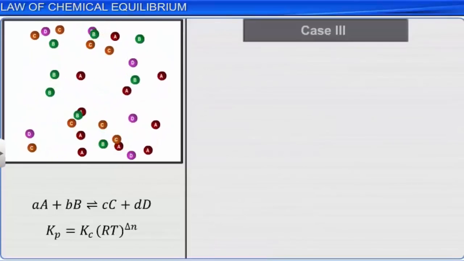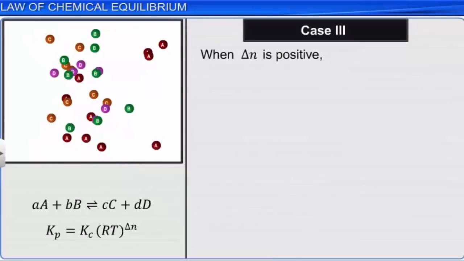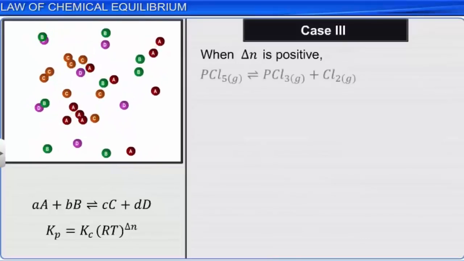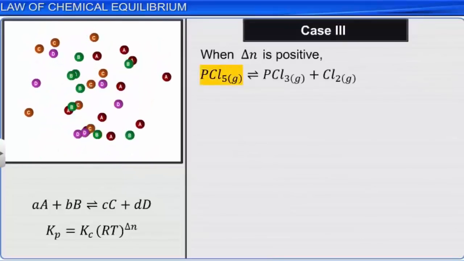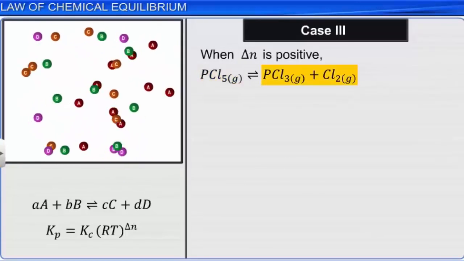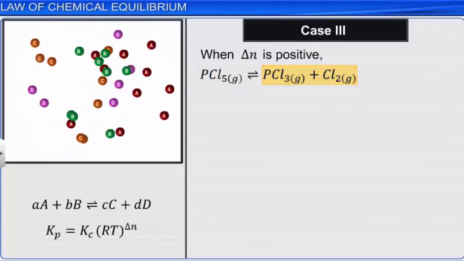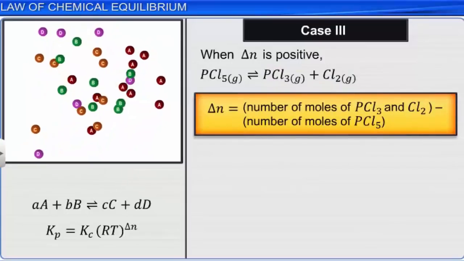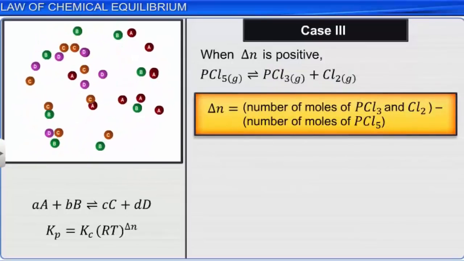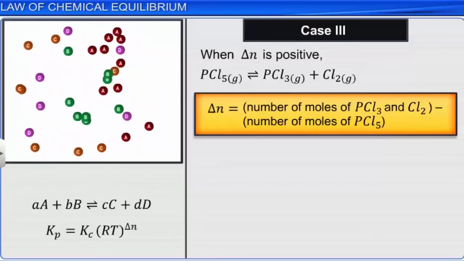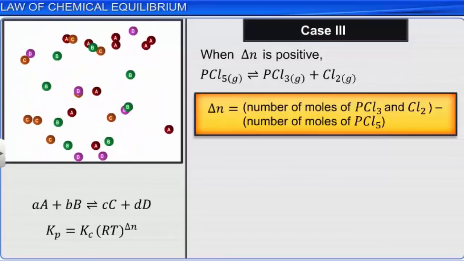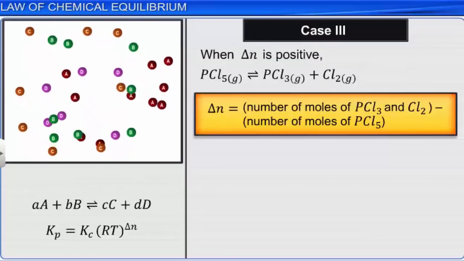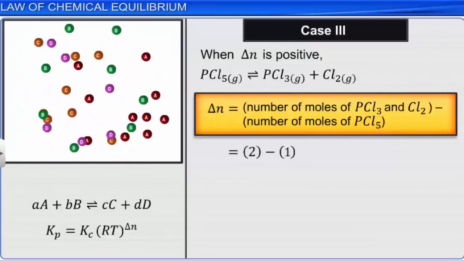Case 3. When delta N is positive. Consider the dissociation of phosphorus pentachloride into phosphorus trichloride and chlorine. For this reaction, the difference in the number of moles, delta N, is equal to number of moles of phosphorus trichloride and chlorine minus number of moles of phosphorus pentachloride, which is equal to 2 minus 1, is equal to 1.